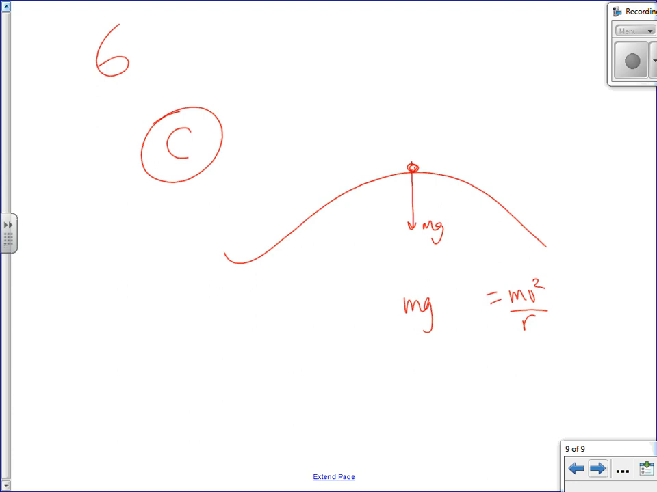So what doesn't matter? The mass. Right? Fat people, skinny people, they all do the same thing. It's not like the skinny people go flying off and the fat people don't. The larger people and the lighter people. Okay? So that's C, the mass.